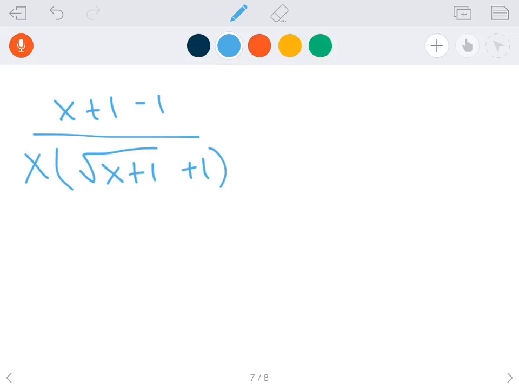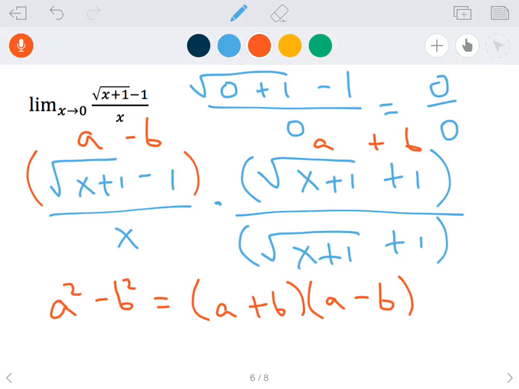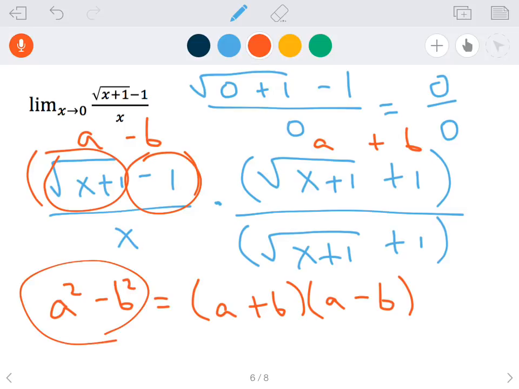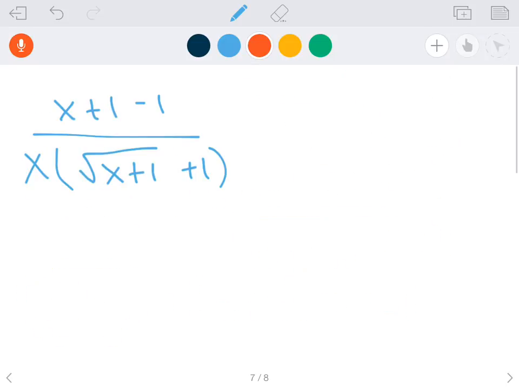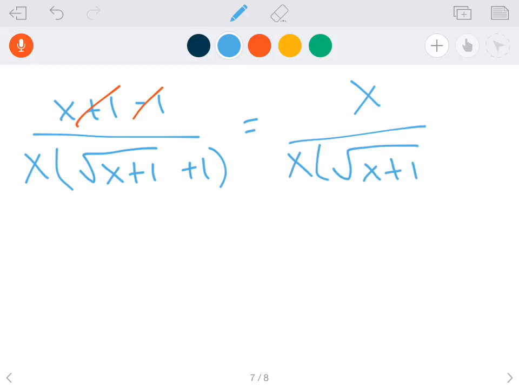Okay. So make sure you see that. I took this term and squared it and got x plus 1. I took this term and squared it and got 1. That gives me my form of a squared minus b squared. So I've got a squared minus b squared. And now my 1's cancel out. And I'm left with x over x times the square root of x plus 1 plus 1.